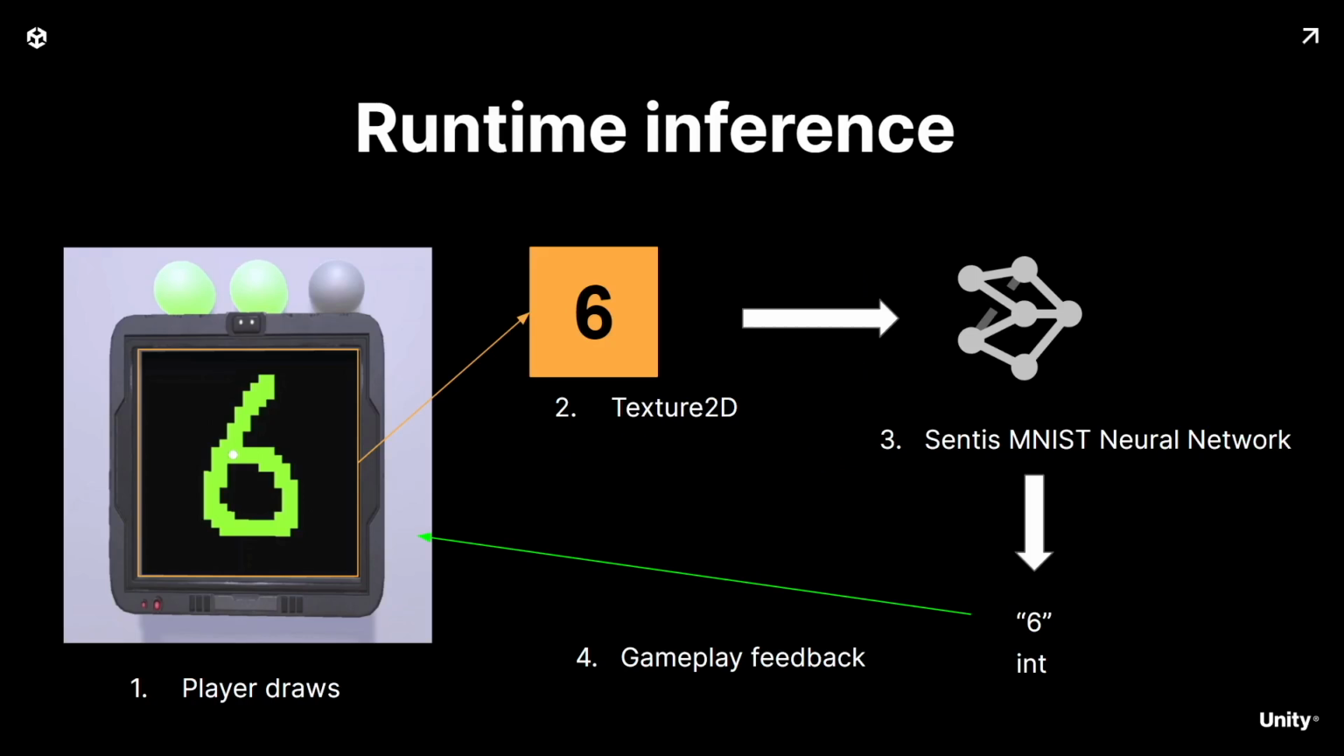Alright, so now going back to Unity. The player draws on the screen. That will draw into a texture 2D. I will take that texture 2D. I will pass it to the downloaded model. Using Sentis, I can perform inference at runtime and figure out what digit it is. Once I figured out what digit it is, I can then feed that back into my gameplay loop and progress the level.